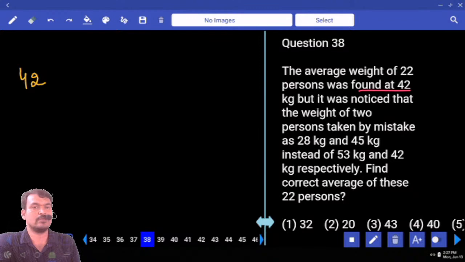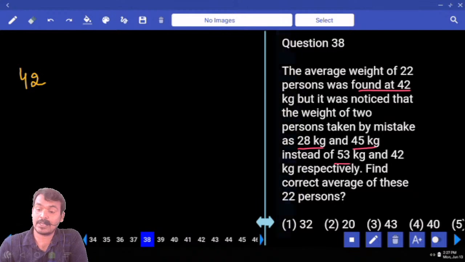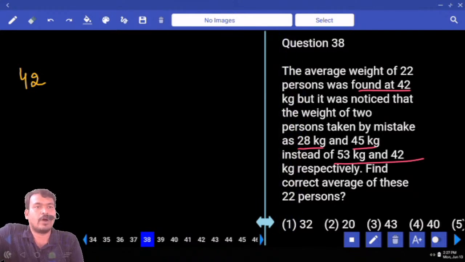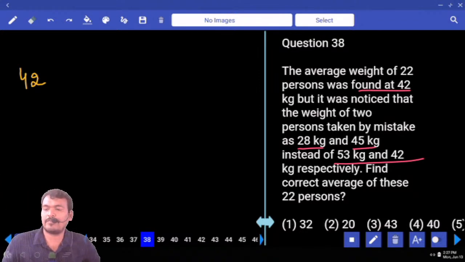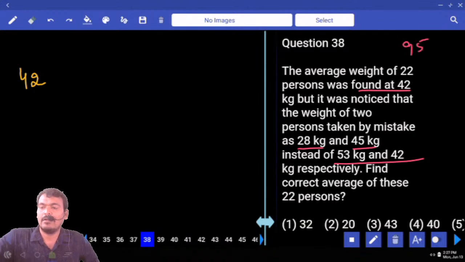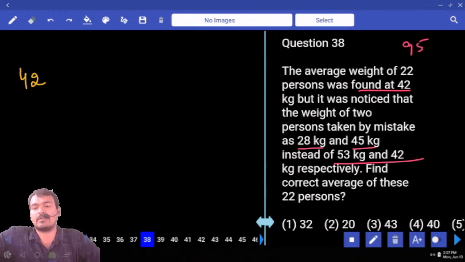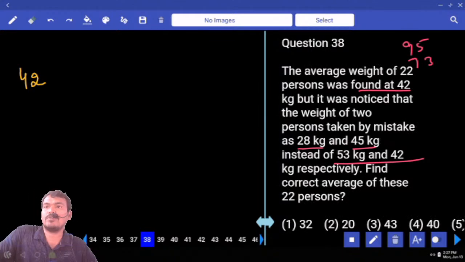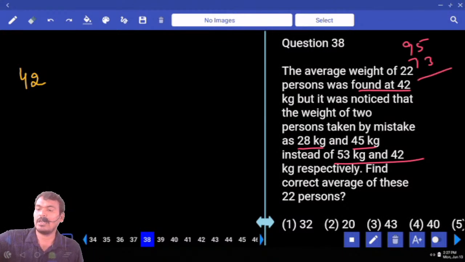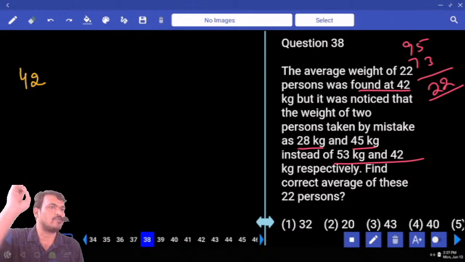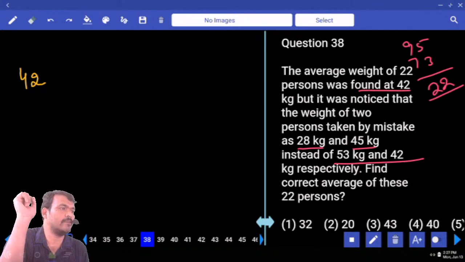Out of the 22 persons, 2 persons' weights were wrongly taken as 28 kgs and 45 kgs instead of 53 and 42. What are the actual weights? 53 and 42. 53 plus 42 means 95. But in place of 95, how much value was taken? 28 plus 45, that is 73. The actual weight is 95, but the taken weight is 73.